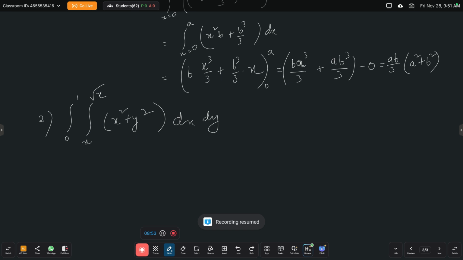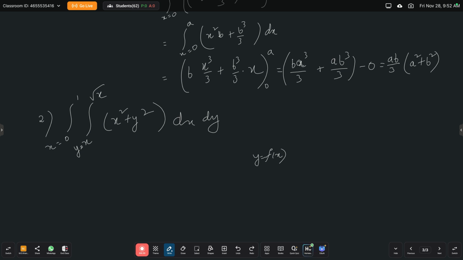How can we take the limits for this? These limits are x to root x. We already discussed that y is a function of x. So the limits from x to root x are given for y, and the remaining limits are for x. Don't worry about whether it is dx dy or dy dx.